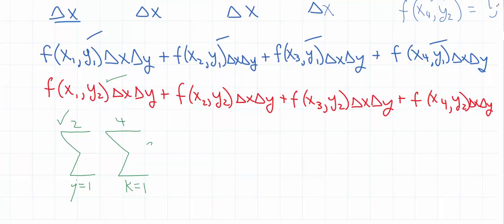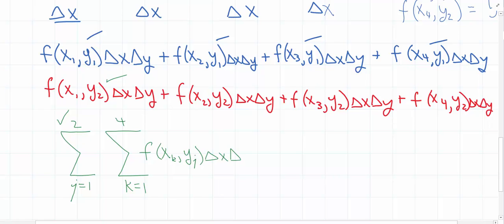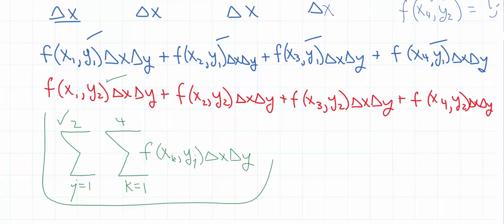So what we've got then is x sub k, y sub j, and then we had delta x and delta y to be the same. It doesn't have to be, but we'll just do it that way. Okay. So this double summation notation is just another way of writing out all of this stuff. Any questions?